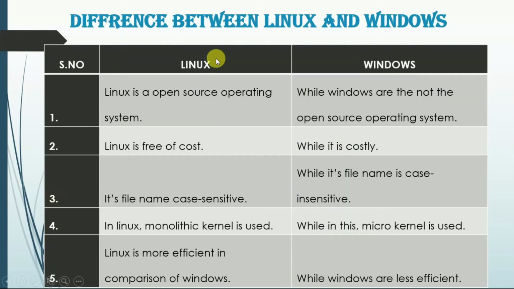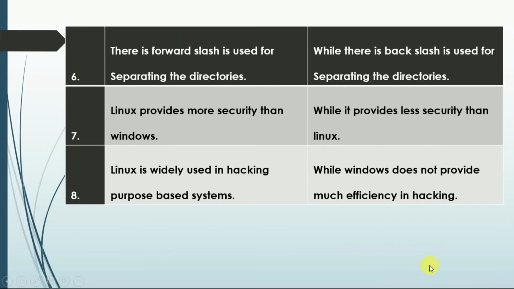Now we come to our main point, the difference between Linux and Windows. The major differences are: Linux is an open source operating system while Windows is not. Linux is free of cost and Windows is costly. Linux file names are case sensitive, while in Windows file names are case insensitive. In Linux, a monolithic kernel is used, while in Windows a microkernel is used. Linux is more efficient compared to Windows, while Windows is less efficient. A forward slash is used for separating directories in Linux, while a backslash is used in Windows. Linux provides more security than Windows.